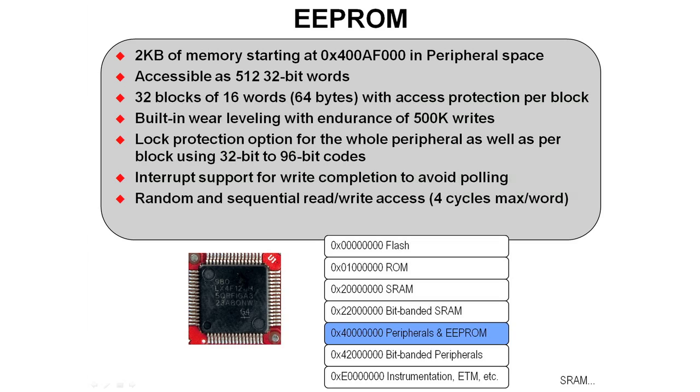We have available interrupt support for write completions so that you don't have to poll to make sure that you've finished writing to the memory. Random and sequential read-write access is possible. 4 cycles maximum per word. If you're doing random, that'll be 4 cycles. If you do sequential, it's less than that.